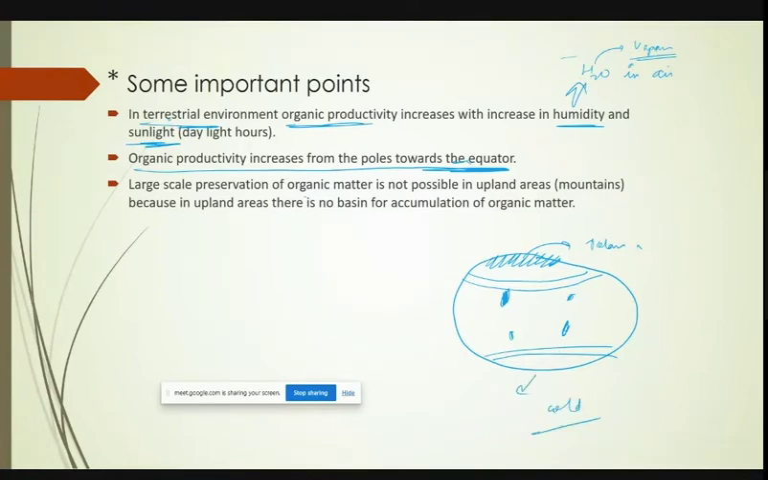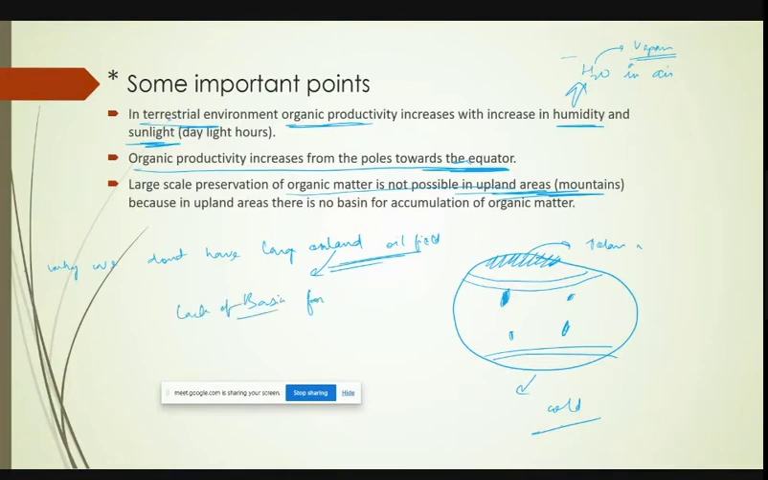Large scale preservation of organic matter is not possible in upland areas. Why don't we have large onland oil fields? The reason is that in onland areas there is a lack of basin for deposition. For formation of oil, the necessary condition is accumulation of organic matter. If there is no accumulation, preservation will be difficult and formation of oil will be even more difficult. So for the occurrence of an onland oil basin, there must be a basin. Since in land areas we lack basins, we don't have a lot of oil fields in the land areas.